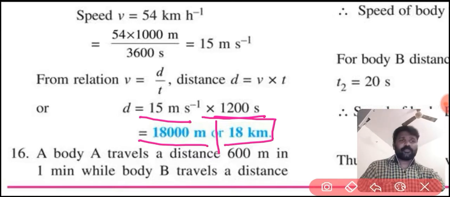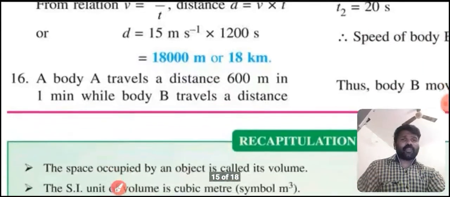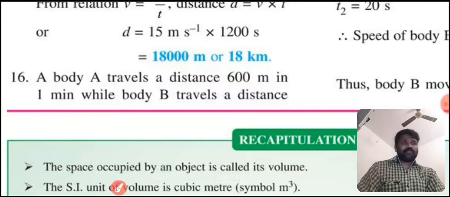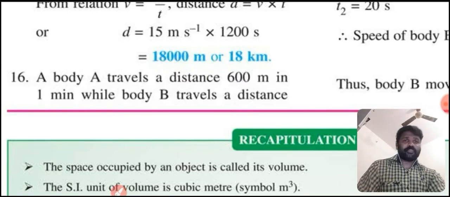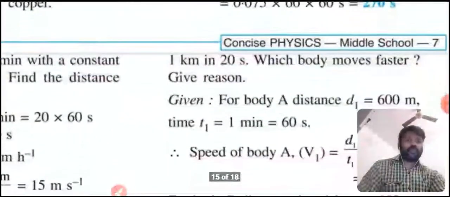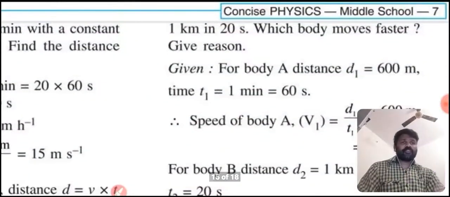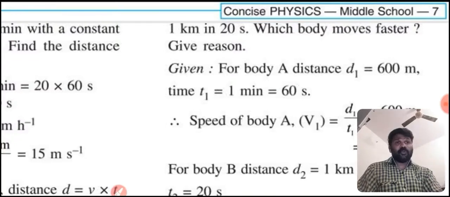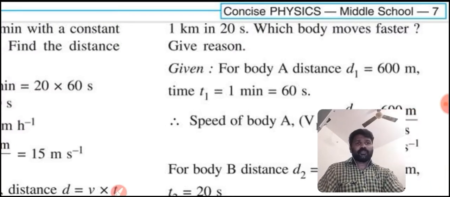Okay, students. Now we are going to read the 16th question. A body A travels a distance 600 meter in 1 minute, while body B travels a distance of 1 kilometer in 20 seconds. Which body moves faster? Give reason. We will discuss here.